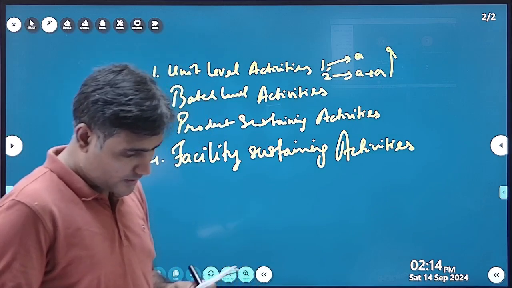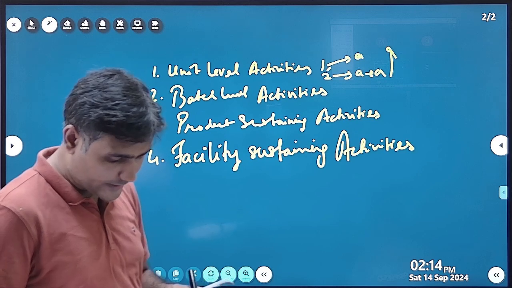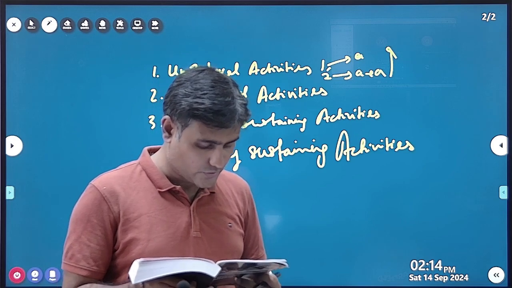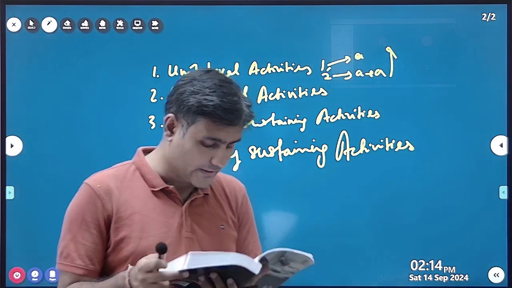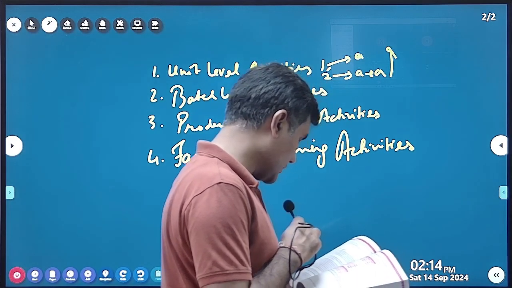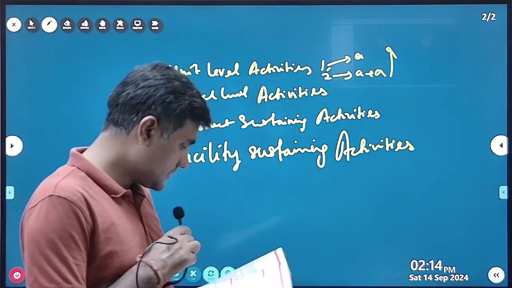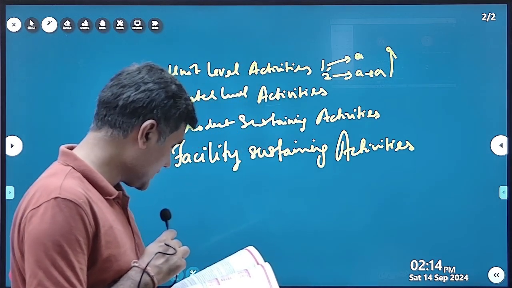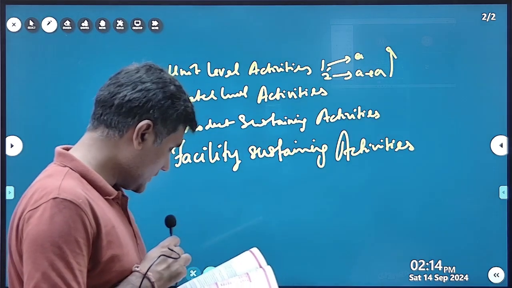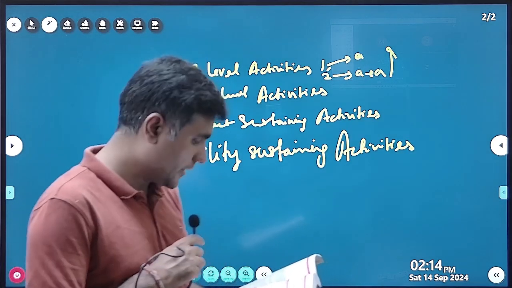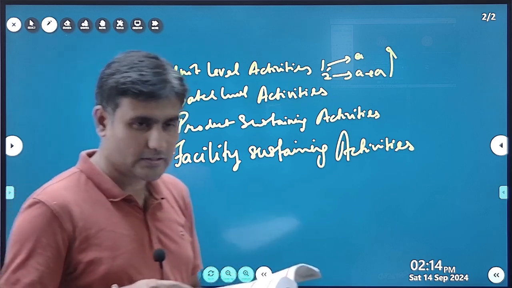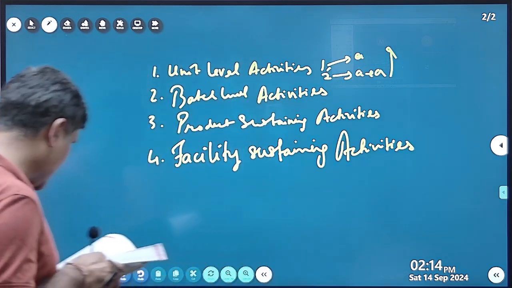Okay? Unit level activities, also known as volume related activities, are performed each time a unit of product or service is produced. Examples are direct labor, direct material, energy cost, expenses that are consumed in proportion to machine processing times. Unit level activities consume resources in proportion to the number of units of production and sales volume. Typically the cost drivers for these are labor hours, machine hours, quantity of material processed. Okay, it is easy. Next we will learn about batch level activities.